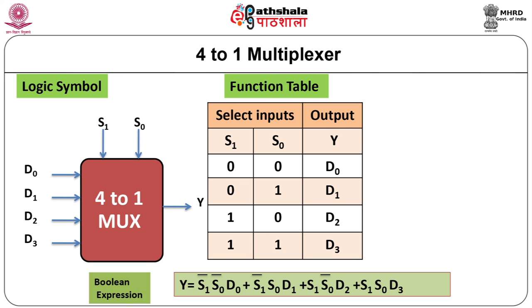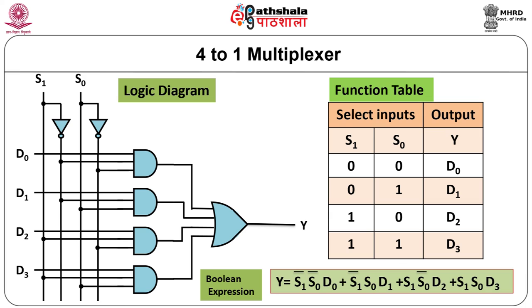Based on this Boolean expression, we can draw the logic circuit consisting of one OR gate with 4 inputs. Each product term is represented by a 3-input AND gate. One of the inputs to the AND gate is the respective data input. The select lines S1 and S0, along with the inverter, provide the select input either in uncomplemented or complemented form. We'll make the connections to the AND gate as per the requirement of the product term.